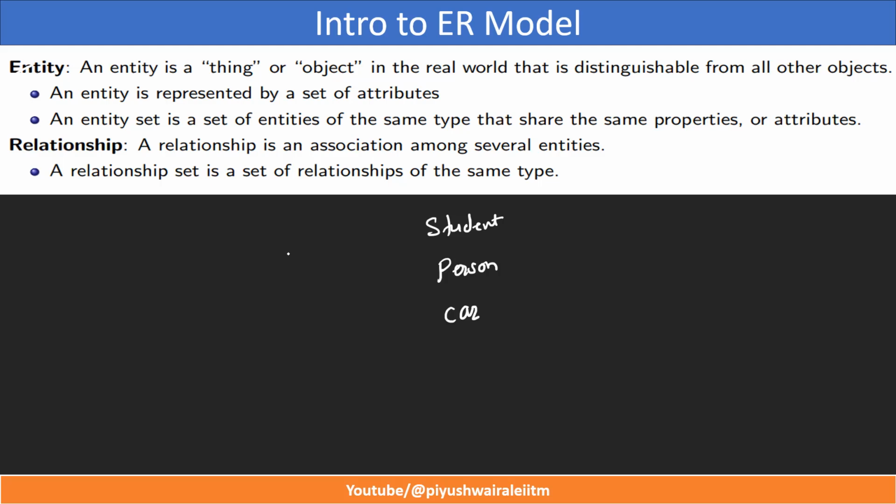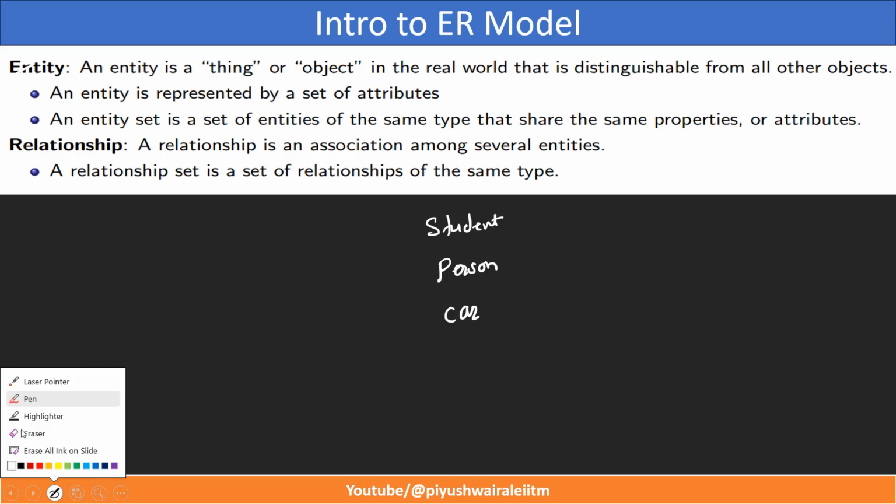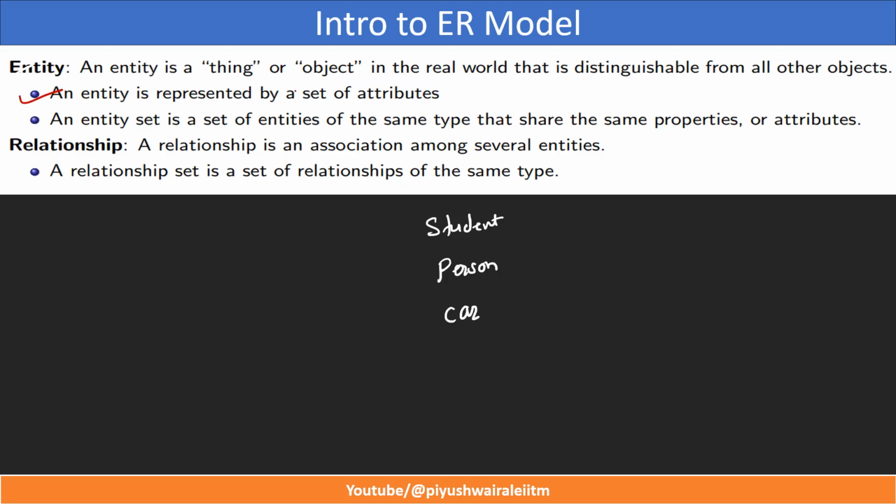An entity is represented by a set of attributes. Student has some attributes, like name, age, and roll number. Similarly, a person has name, age, height, weight; these are the attributes of a person. A car has engine number, model, and company name. These are different attributes associated with the entity car. So these are the different entities in the real world.